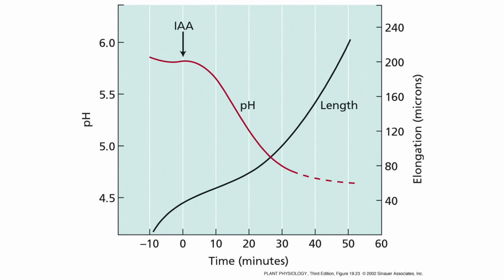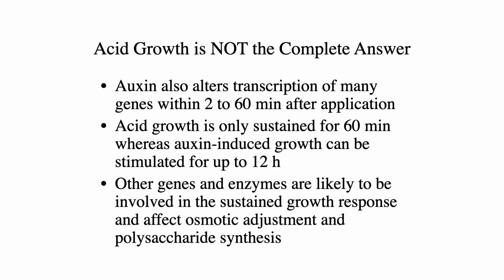This graph shows the kinetics of auxin-induced elongation and cell wall acidification in maize coleoptiles. The pH of the cell wall was measured with a pH microelectrode. Note the similar lag times, 10 to 15 minutes, for both cell wall acidification and the increase in the rate of elongation. This increase in proton extrusion from the cells may result from the increased synthesis and/or the activation of the proton pumps. However, the acid growth hypothesis is not the complete answer.